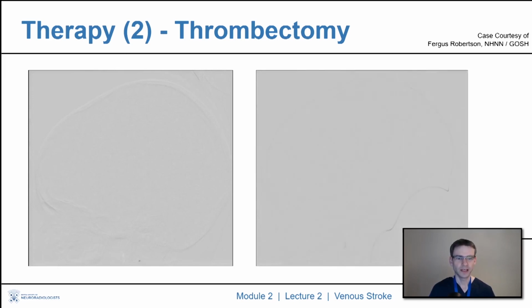If we look at the images from mechanical thrombectomy, this time using a stent that's deployed in the superior sagittal sinus, we can see that there's some recanalization of the vessel now that there wasn't before. So this, again, is a successful thrombectomy with recanalization, this time using a stentriever.